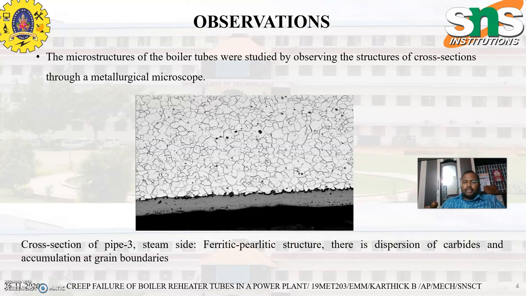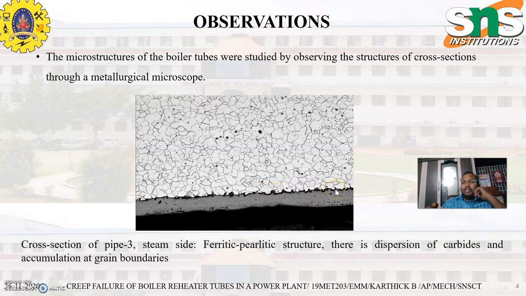you can see this is the cross section of pipe 3. We are going to see five pipes. The first is a normal, standard pipe. Coming to pipe 3, you can see a ferritic-pearlitic structure, where there are carbides accumulated at the grain boundaries. See here, these are the carbides accumulated near the grain boundaries.